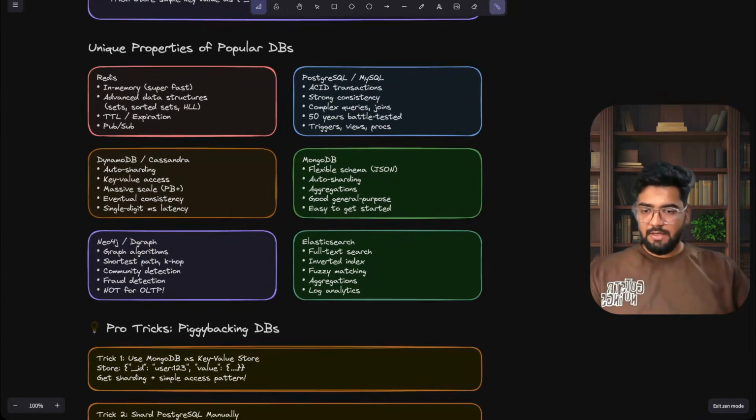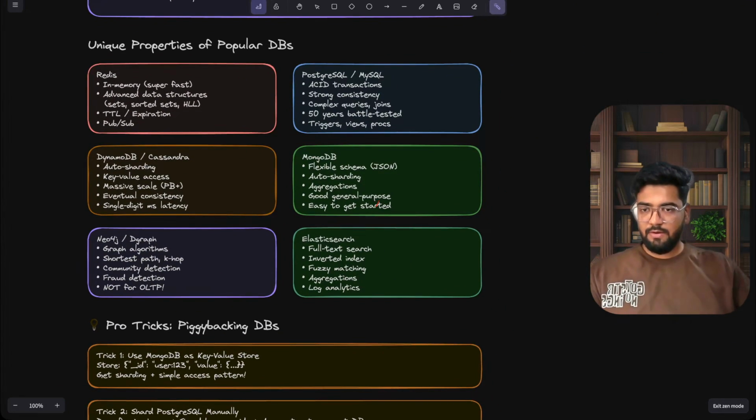So these are a few unique properties that popular databases give. We had discussed this in detail in our previous videos about relational databases and non-relational databases.